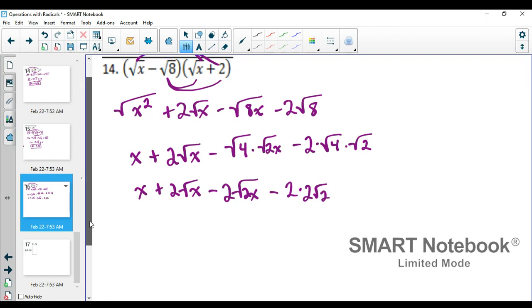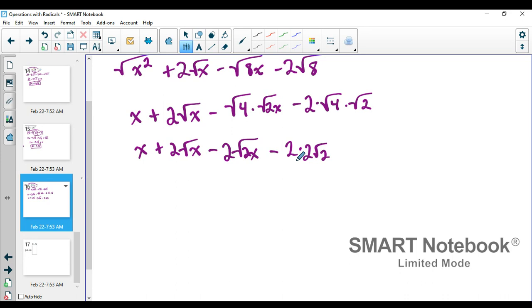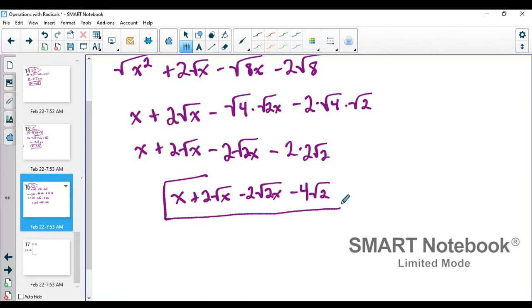And one more step, and then this one's done. Because we can multiply this 2 times 2. So we have x plus 2 square root of x minus 2 square root of 2x minus 4 square root of 2. Now if you look, we have a lot of combinations of 2 and x, but none of them are exactly the same. Like we have the square root of x, we have the square root of 2x, and we have the square root of 2. But it's not all consistent, so this is the final answer for this problem.